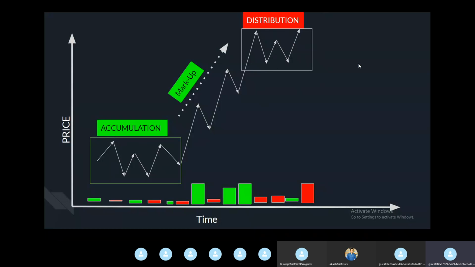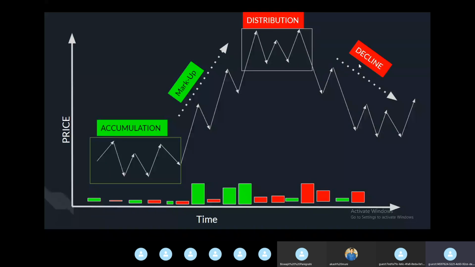And then what happened is a disaster where the stock moved down with a heavy volume. And that we say decline, or we can say markdown, with a high volume.